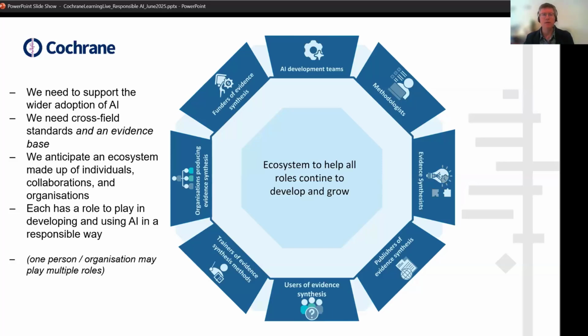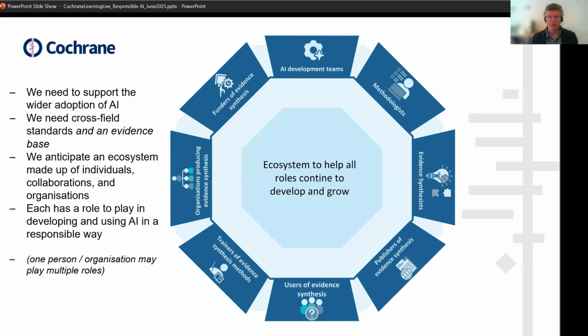So as Anna said, we do need to support this wider adoption of AI because we're basically drowning in research at the moment. We can't do evidence synthesis at the scale and the speed that we need to be able to do it. But we also need cross-field standards. We need an evidence base. And in order to do that, we need to start thinking about how we can work together on it. And so we've evolved this concept of an ecosystem of roles.